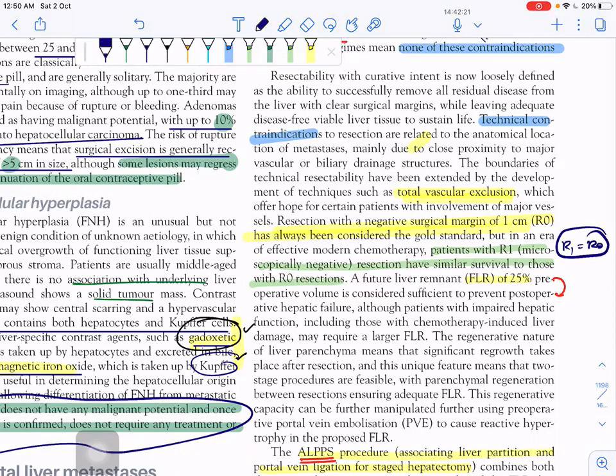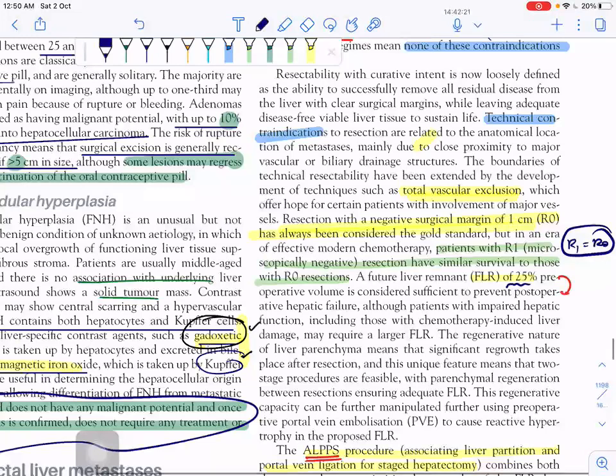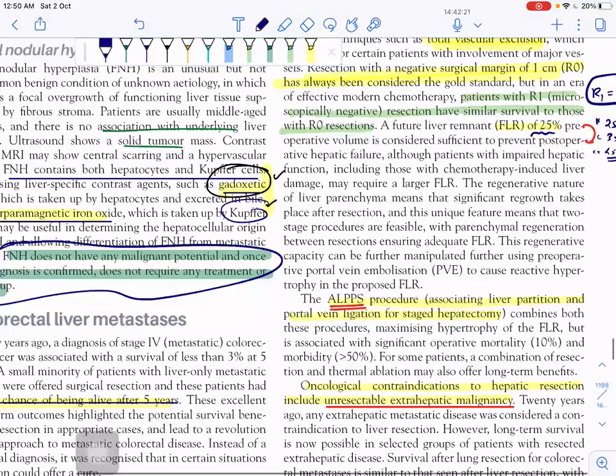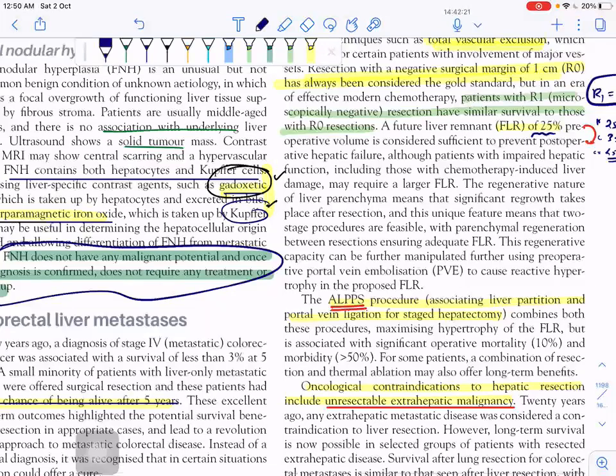So FLR, you already know, you need at least an FLR of 25%, 35% in patients having chemotherapy, and 45% in patients having cirrhosis. So normal 25%, chemotherapy 35%, and a cirrhosis patient will need at least 45% FLR. FLR can be improved by using portal vein embolization techniques.